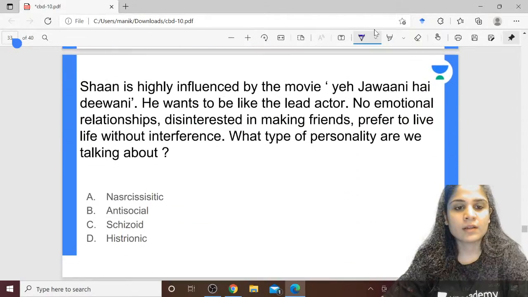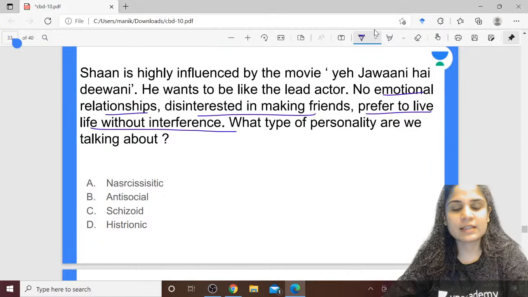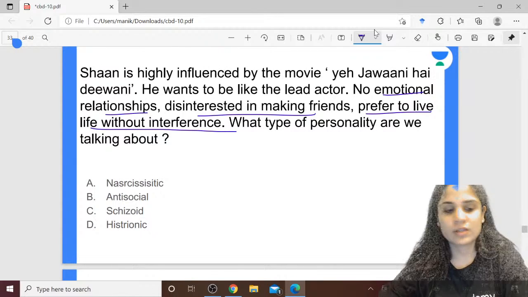Okay. Shan is highly influenced by the movie Ye Jawani Hai Diwani. I hope all of you have seen this movie. He wants to be like the lead actor in the movie. No emotional relationships. He is disinterested in making friends. He prefers to live his life without interference. I think most of us try to live a life like this nowadays. So most of us are probably having a personality disorder. Okay. What type of personality are we talking about? Narcissistic, antisocial, schizoid or histrionic?